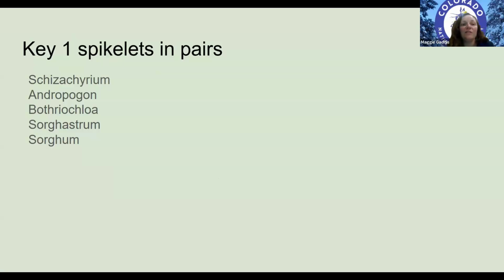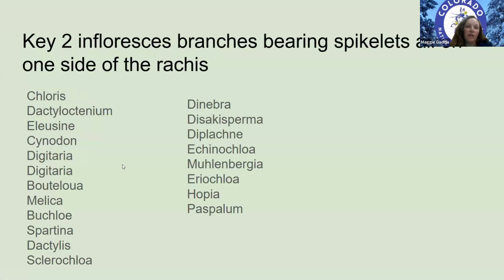I just think that if we look at these different collections of possible genera per key, we'll get to that process of elimination. So if the spikelets are in pairs, right, these are our opportunities for genera. In key 2, we have lots of them. Inflorescence branching, bearing spikelets all on one side of the rachis, right? But when I look through all these genera, like when we're doing work for example, the Rocky Mountain Native Plant Materials Program, there's only a couple genera here that we work with, right? Bouteloua, and Muhlenbergia in this particular list.